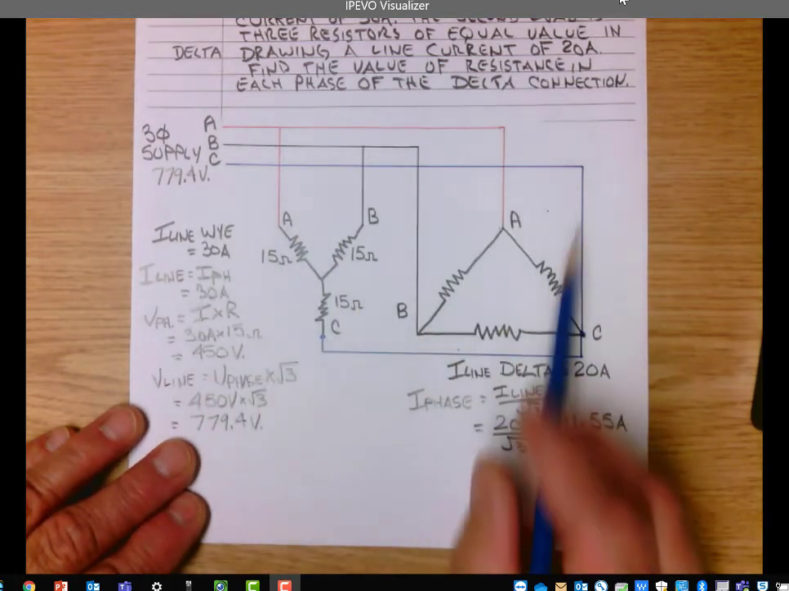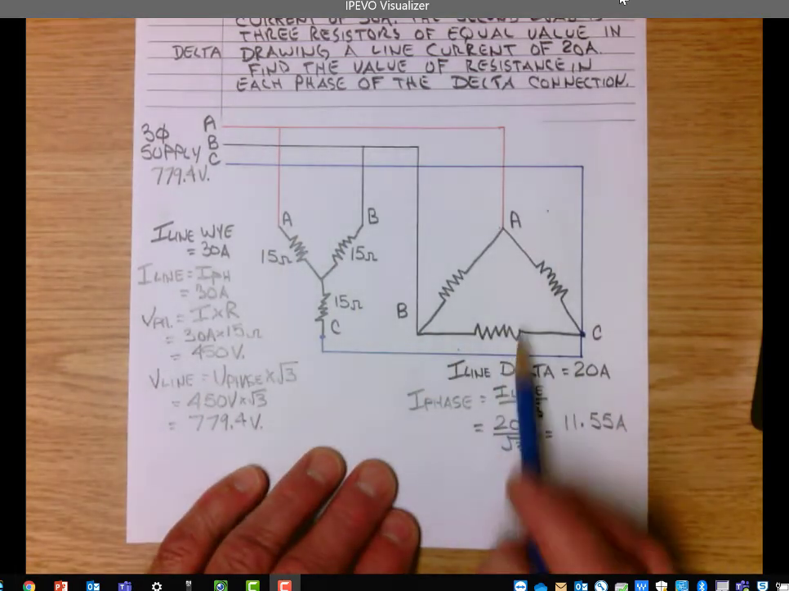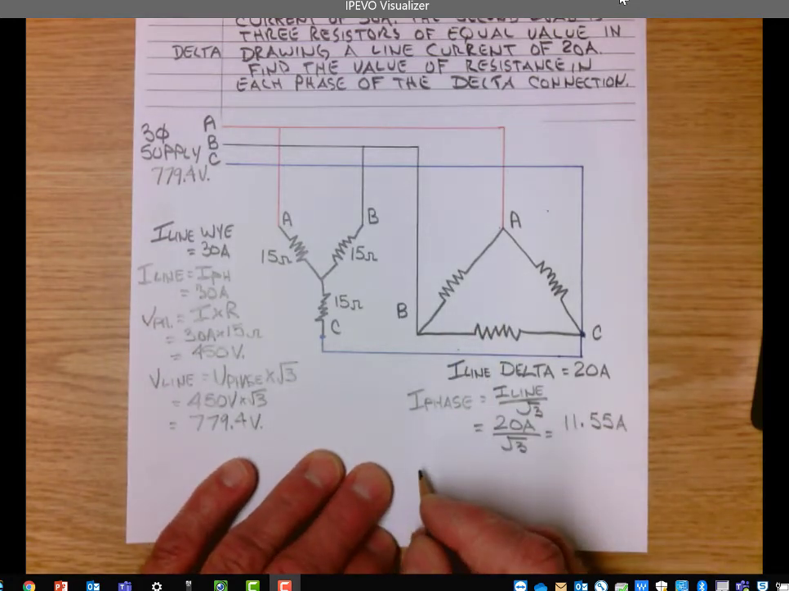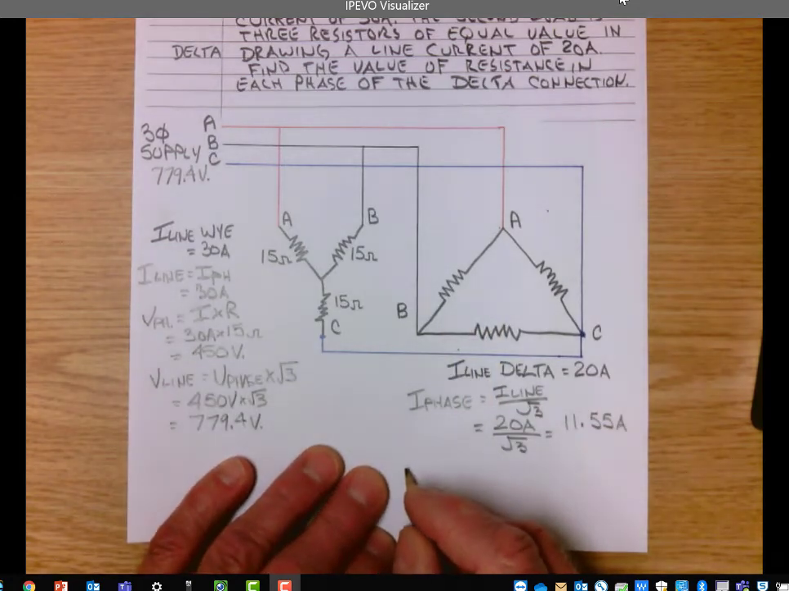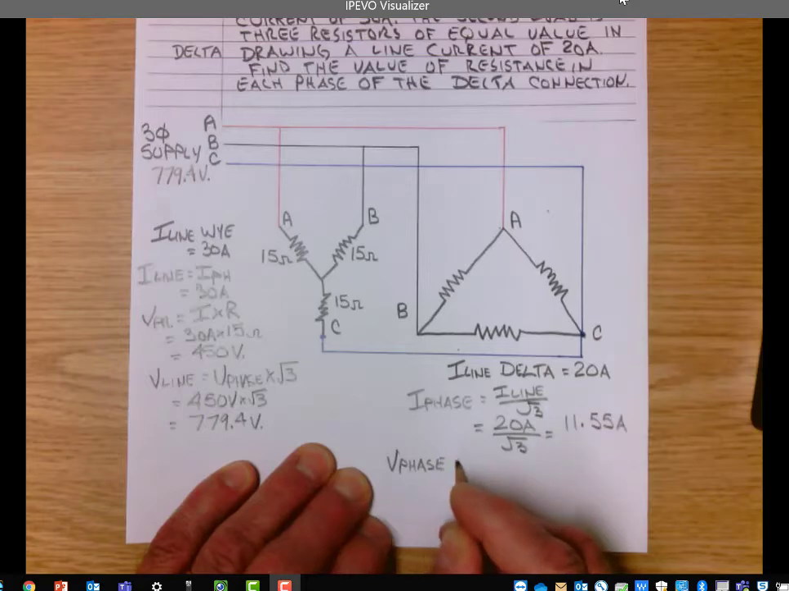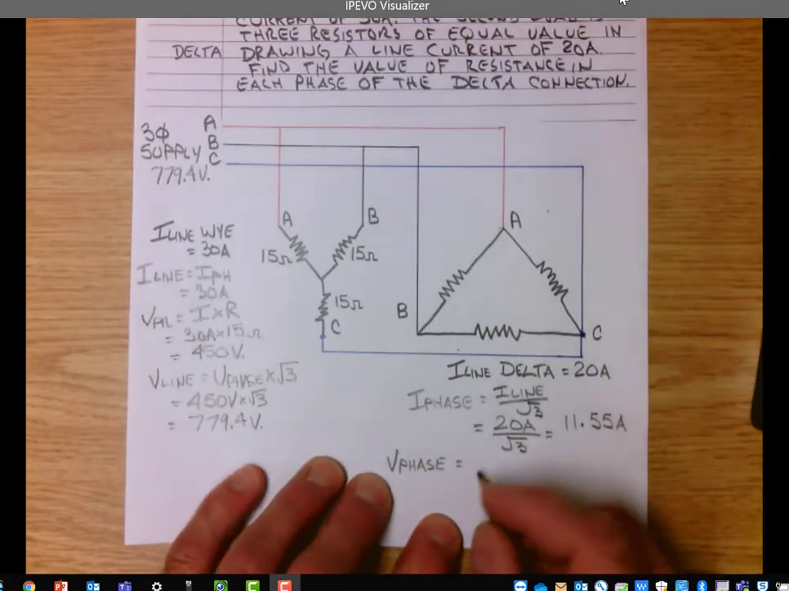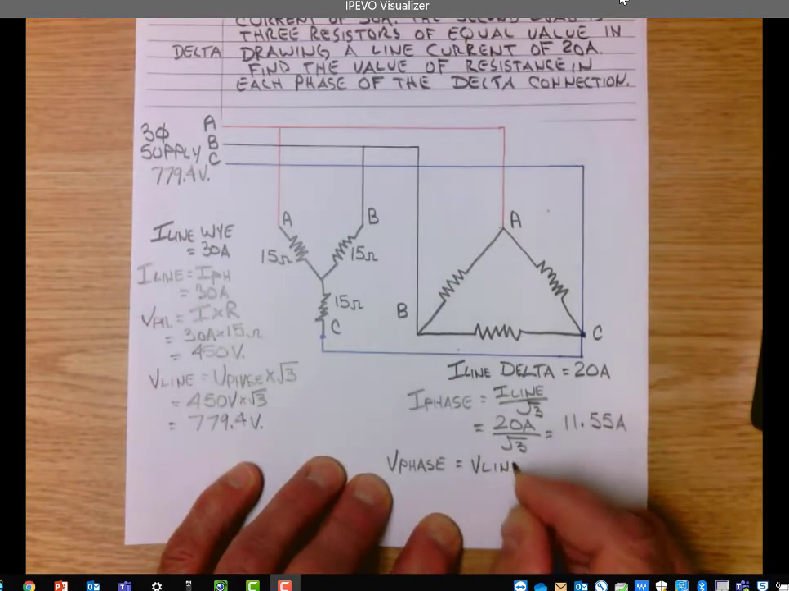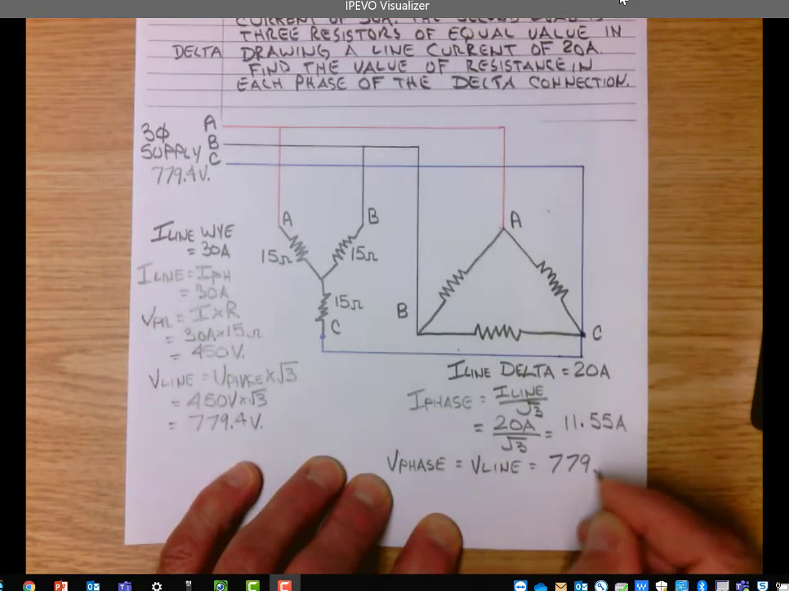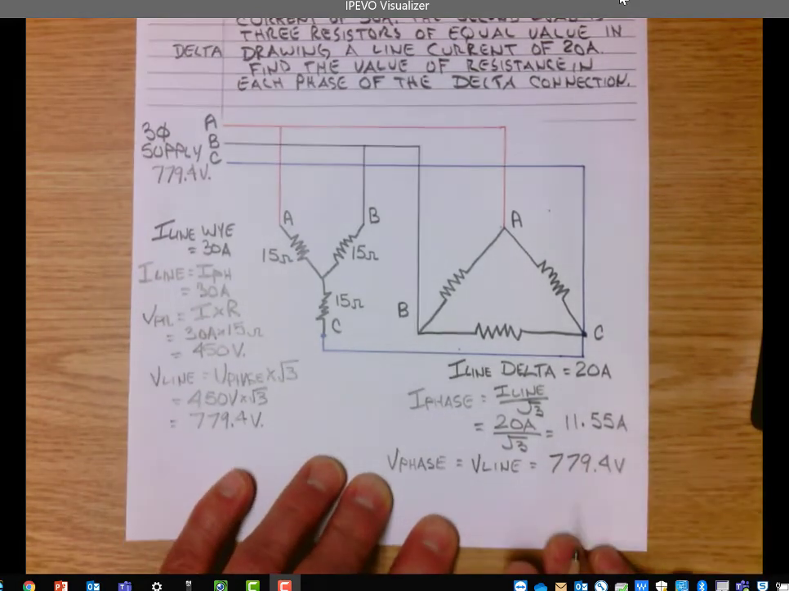If that is the line voltage that feeds my delta load, now I can find the phase voltage on each phase of this delta load. In delta, V phase equals V line, which equals 779.4 volts.